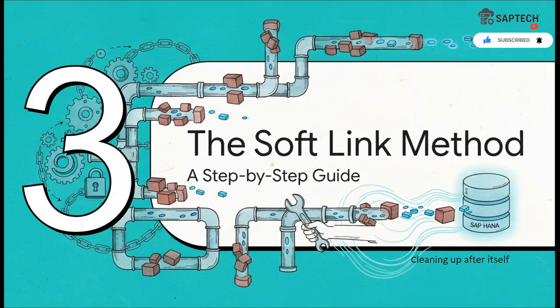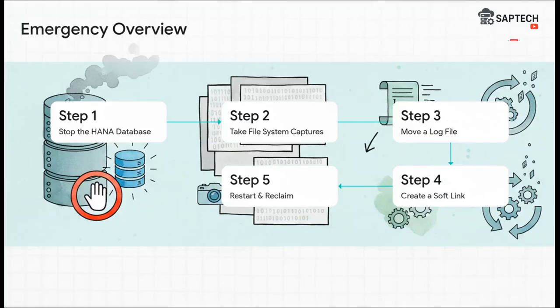All right, let's get to the solution. We're going to use a technique I call the soft link method. It's a manual process for sure, but it's a lifesaver. We're basically going to create just enough breathing room for the database to start up so it can then clean up after itself. Here's the mission briefing in 5 steps. We're going to stop the database, do a little file system shuffling by moving just one log file, create a special link, and then we restart and reclaim. Sounds like a lot, but I'll walk you through each step. It's totally manageable.